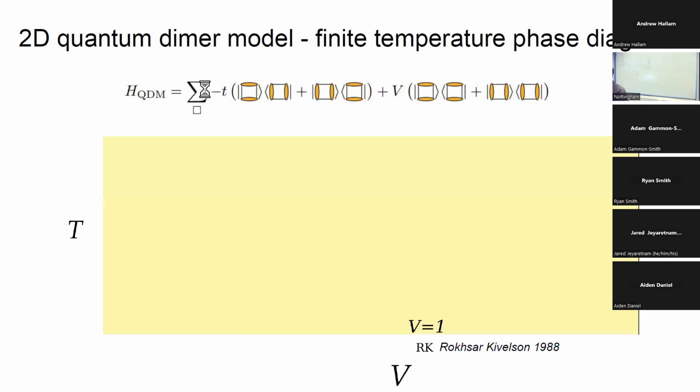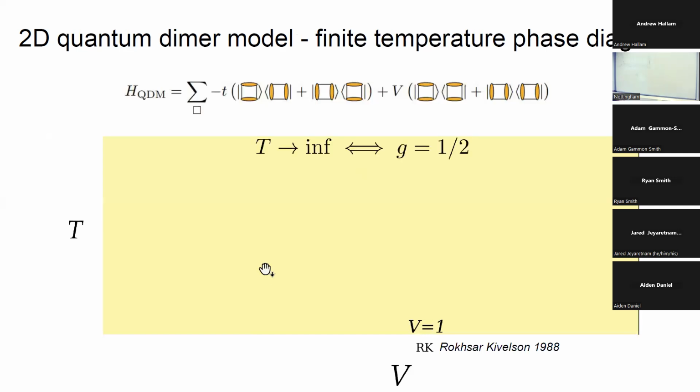So if V is equal to 1, in units of t, the system is gapless. The ground state is known, and at that point, the ground state is a uniform linear combination of all dimer configurations, and that point is called the Rokhsar-Kivelson point. So that will be this point in our phase diagram.